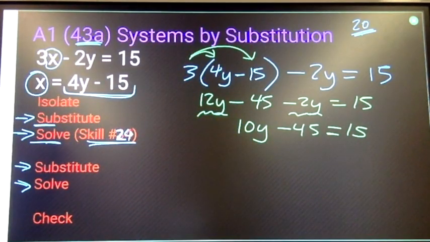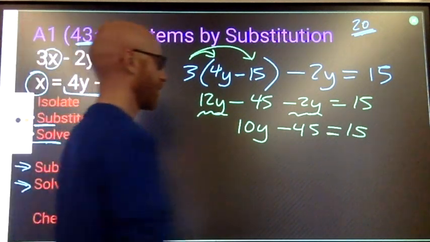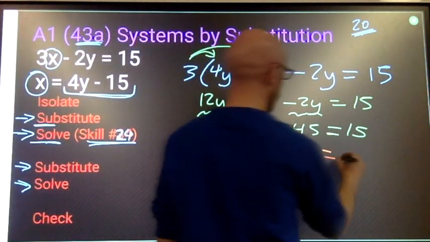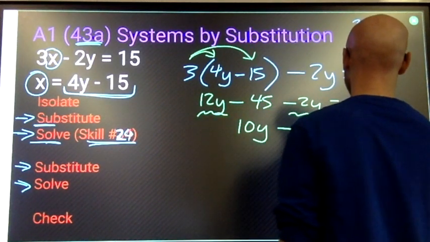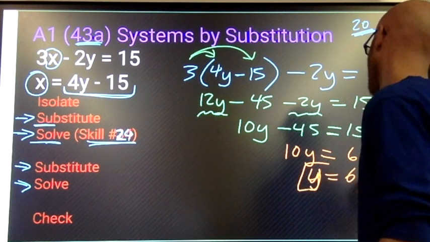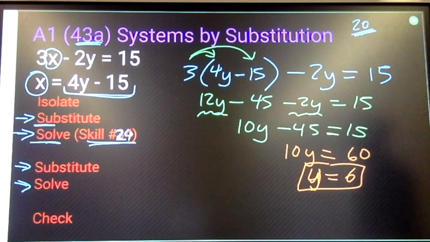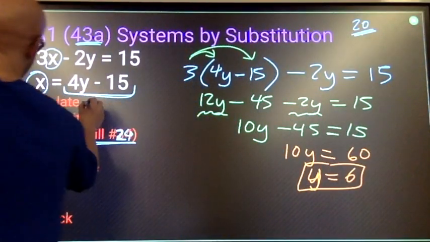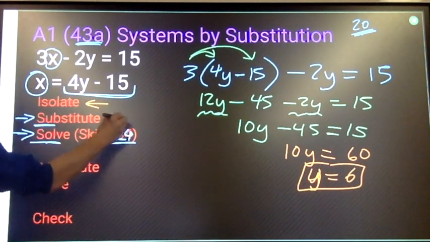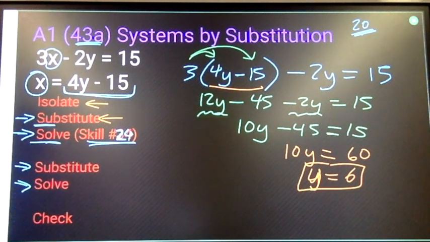Opposite operations. Add 45 to both sides. 10y's equals 60. Divide both sides by 10. y equals 6. Cool. Feel like I'm done, but I'm not. So we located our isolated variable, substituted, and solved for y. Now we've got 2 more steps: substitute again, solve again. This time it's a little easier though.